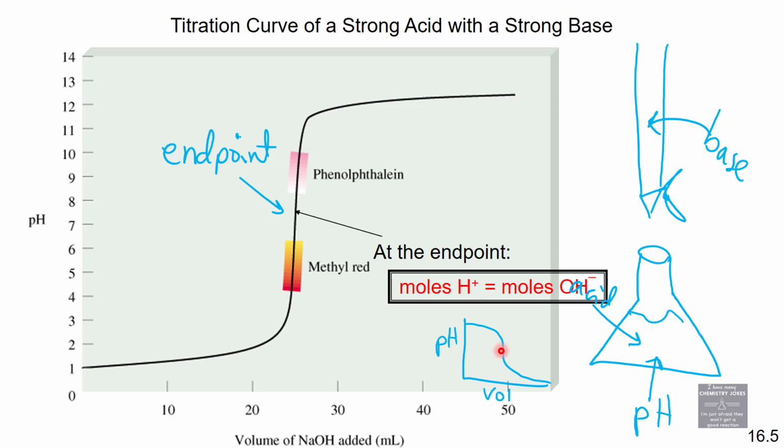That's still my equivalence point. That midpoint of your steep slope part is the equivalence point. That's where the moles of acid is equal to the moles of base. Okay. Why do we put these little colored things on here?